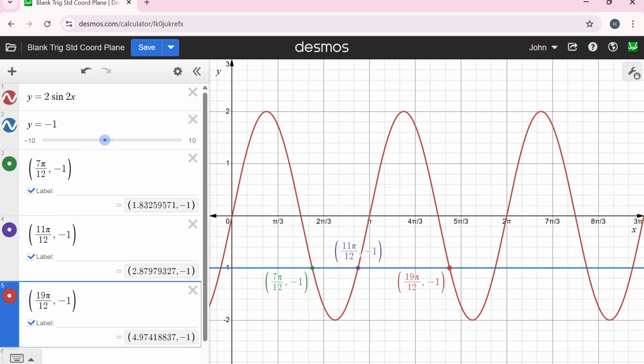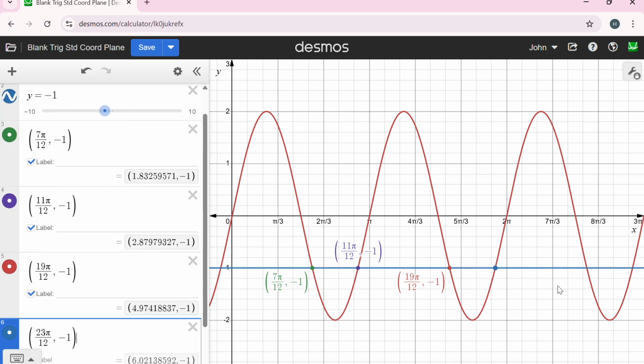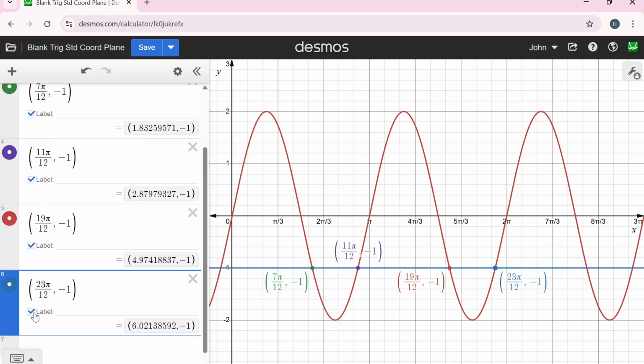There's the second one. There's the third one. And remember, we're defining the domain as in between 0 and 2 pi, not including 0 and 2 pi. Okay, so your four solutions are 7 pi over 12, 11 pi over 12, 19 pi over 12, and 23 pi over 12. That's part C, number 1.